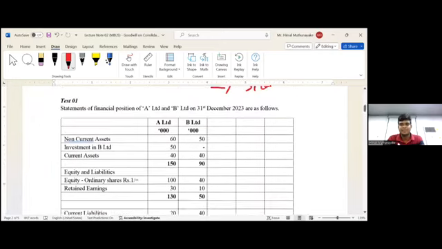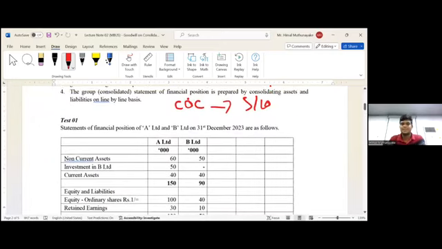What happened here is A Limited acquired 100% of shares of B. A Limited has bought all the shares in B Limited, 100% of the shares.